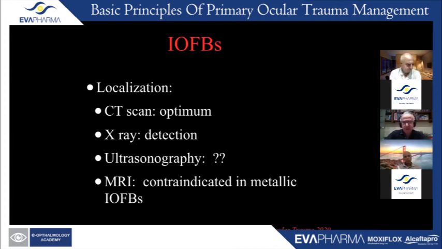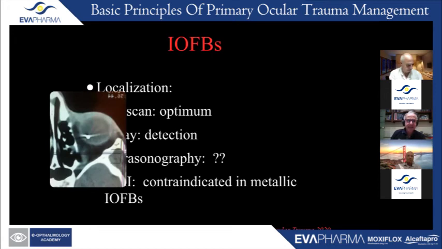I do not really rely on ultrasonography, with all due respect to Dr. Tamer, except rarely. I rely on CT. MRI is totally contraindicated in metallic foreign bodies. If you have or suspect a glass foreign body or an organic one, you may, but usually MRI is contraindicated, and I'll show you. So this is a CT scan of one of the foreign bodies.